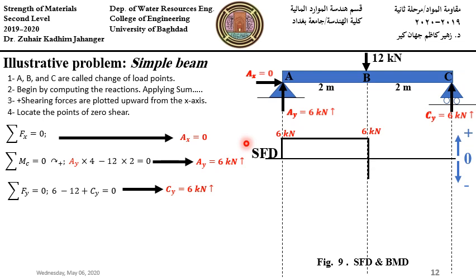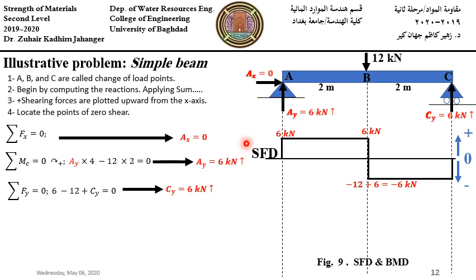At B, the concentrated load of 12 kilonewton changes the shear ordinate to minus 6 kilonewton. Minus 12 plus 6 equals minus 6 kilonewton. Between B and C, the intensity of the load is 0 as well, and the corresponding slope of the shear diagram is 0, a horizontal line. At C, the upward reaction decreases the shear ordinate to 0.